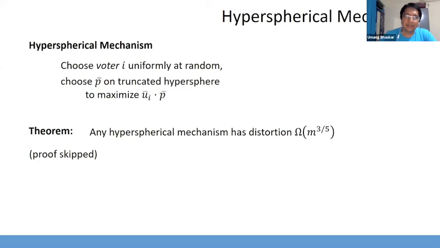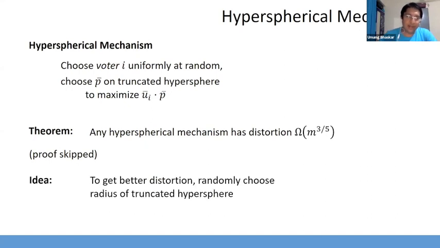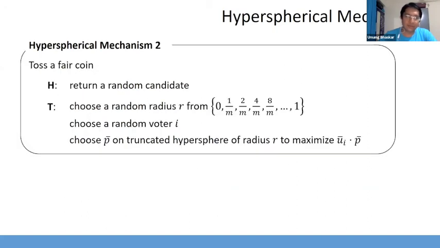And here's the thing though: if you fix a radius, then any mechanism of this type actually has a distortion of omega of m to the 3/5. So we do the natural thing. We randomly choose the radius of my truncated hypersphere. So this is what my set of radii looks like. I randomly pick a radius from this. And on this truncated hypersphere, I find the point which maximizes the expected utility.